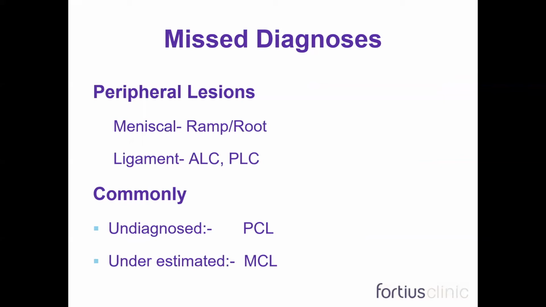These lesions include meniscal ramp lesions, so posteromedial meniscocapsular tears, as well as meniscal root lesions, and the risk of anterolateral corner or posterolateral corner instability and insufficiency. Where these are identified, surgical reconstruction and repair should be planned at the time of index ACL surgery. Other lesions commonly underdiagnosed or underestimated include PCL injuries and MCL injuries.